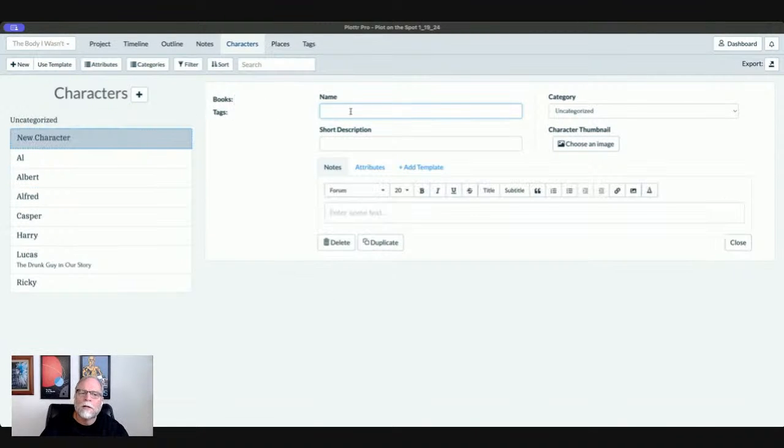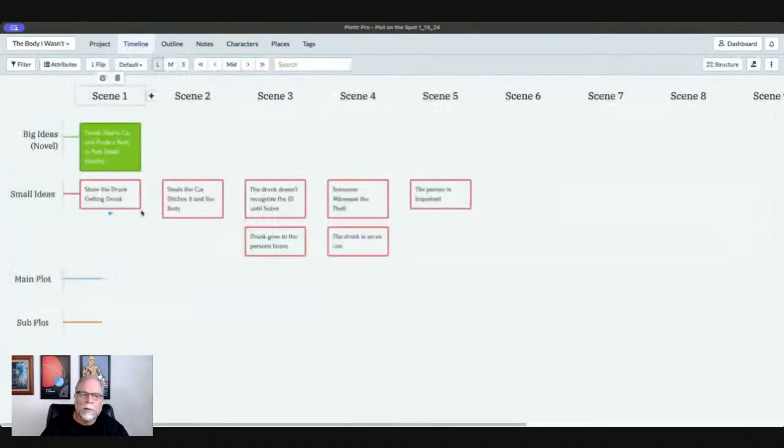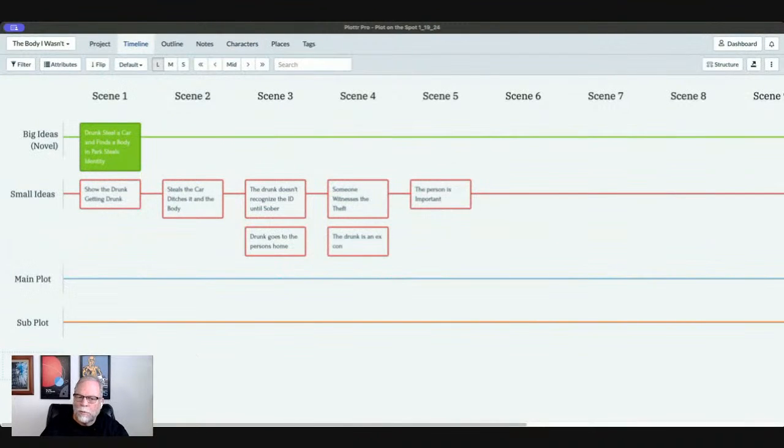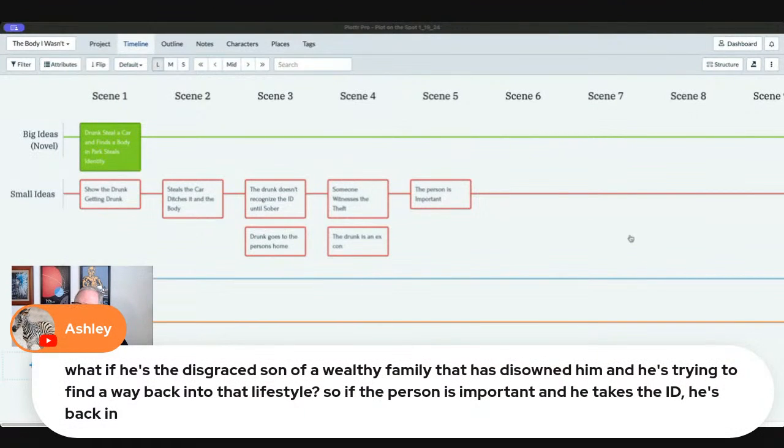All right. We've got a bunch of names. We're going to save those names of those characters. Now we're going to go back to the timeline, and I'll keep picking up. I see a bunch of you have put ideas in the chat here. So, what if he's a disgraced son of a wealthy family that has disowned him, and he's trying to find a way back into that lifestyle? That's interesting. So let's call him that disgraced son of a wealthy family.